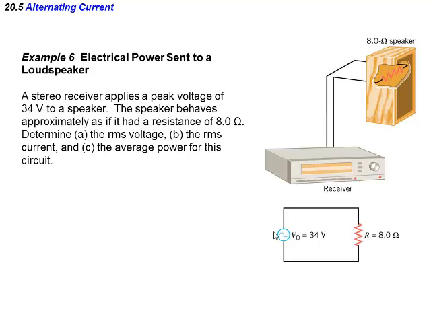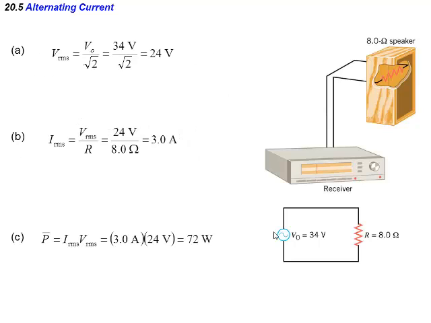With alternating current, you have the regular resistance, an 8 ohm speaker, and we're asking to find the RMS voltage, which is the root mean square, or average, the root mean square current, and the average power for this circuit. If we follow that along, the root mean square is just the maximum divided by the square root of 2. So I look at what the maximum is, and I divide that value by the square root of 2.